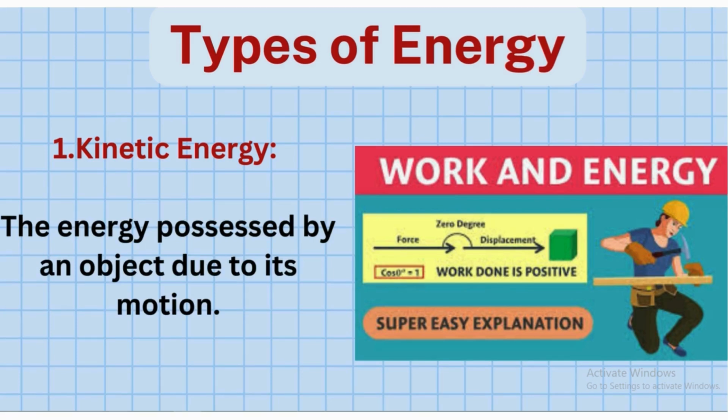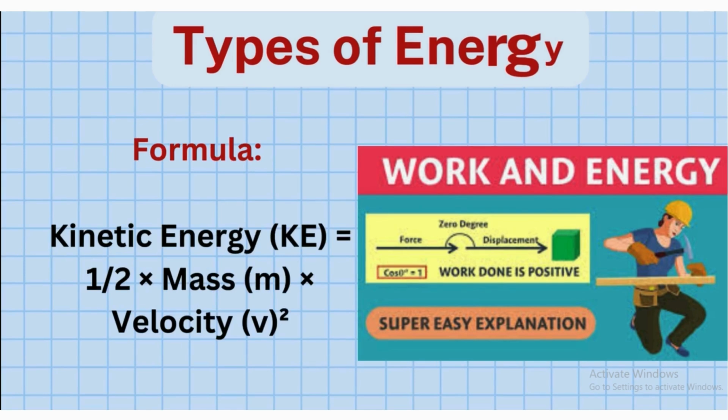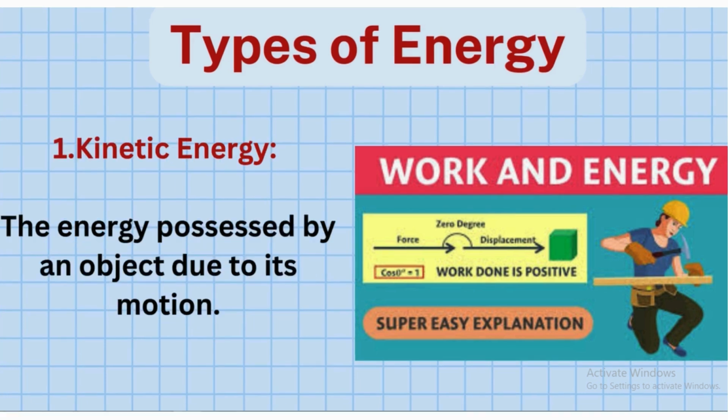The first type of energy we are discussing is kinetic energy. Kinetic energy can be defined as the energy possessed by an object due to its motion. We can define it further with the help of this formula: kinetic energy is equal to half times mass times velocity squared.